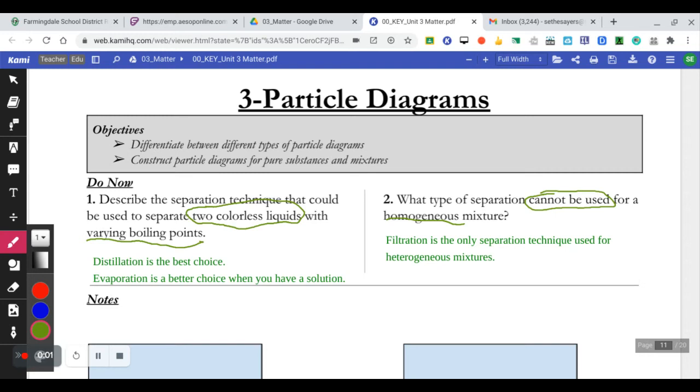This is Unit 3, Matter, Lesson 3, Particle Diagrams, Practice Your Skills Answers. Do now. Describe the separation technique that could be used to separate two colorless liquids with varying boiling points.